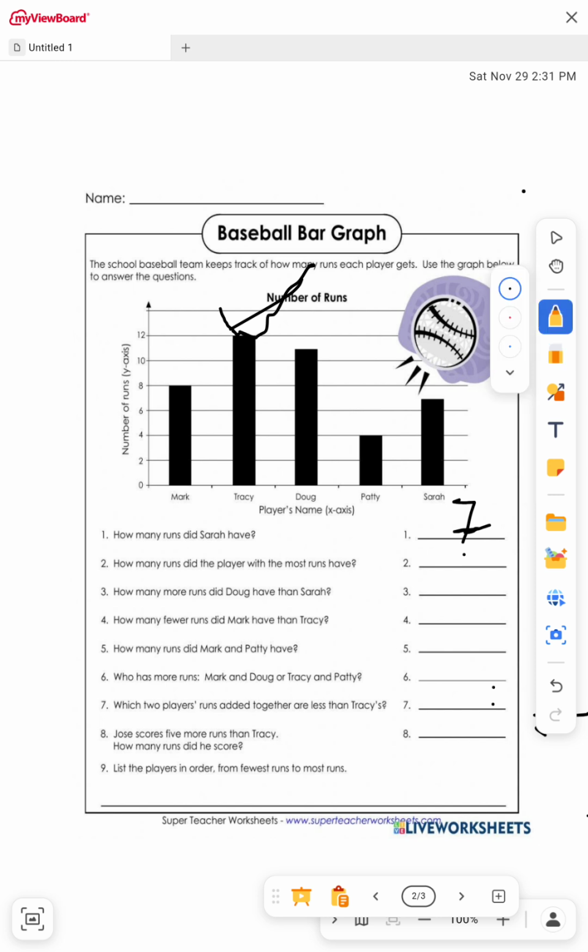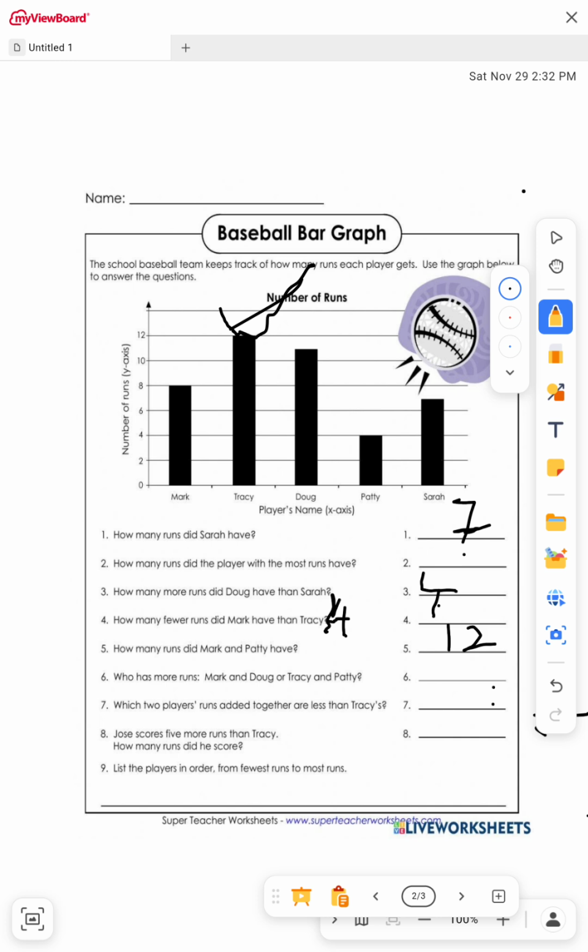Okay, let's do it again. 4. How many fewer runs did Mark have than Tracy? Mark had 8 runs and Tracy had 12 runs. 12 minus 8 is 4. Now, how many runs did Mark and Patty have? Mark had 8 runs and Patty had 4 runs. So it's 12.